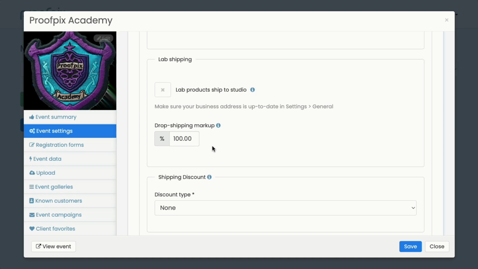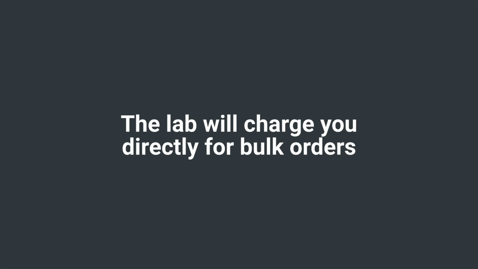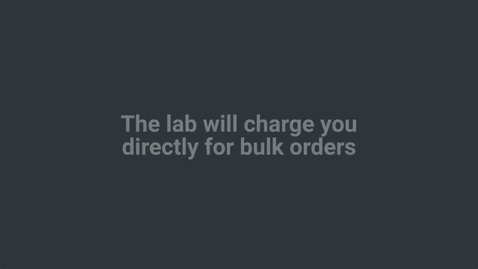For instance, if the lab charges $8 to ship and you set this at 100%, then we will charge your customer $8. If you set this to 150%, then we will charge the customer $12. When you are doing a bulk consolidated lab order, the lab will charge you directly for the shipping, however they calculate that. Okay, let's head back to the order section.